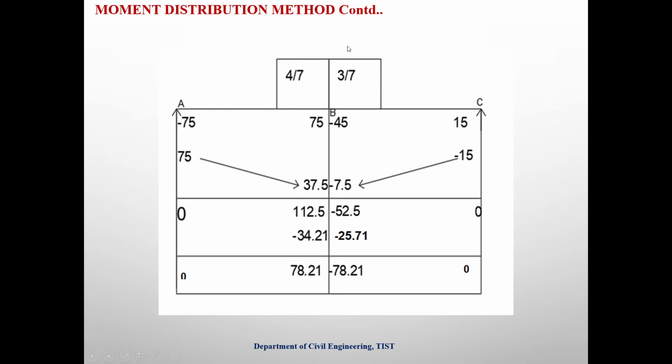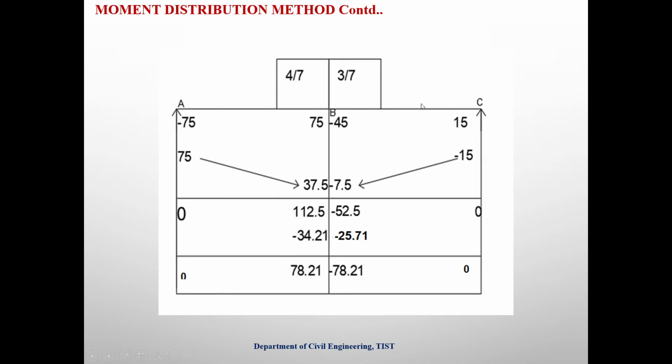Then check the end supports. Here the end supports are supports A and C. In the case of A, since the support is a simply supported one, that means the moment at that joint should be equal to 0. Here the value is minus 75. We have to make the moment at that particular joint equal to 0. So we have to apply plus 75 here. When we apply plus 75 here, the half of the moment should be carried over to the far end since this end is a fixed one.